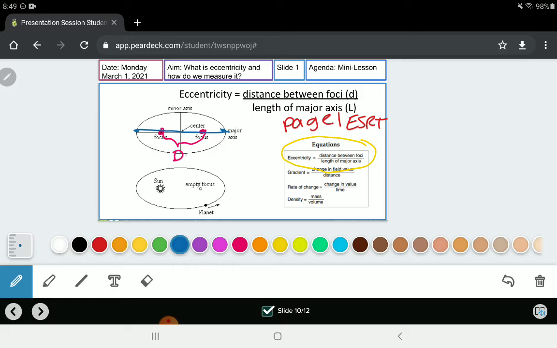So because it's D over L, imagine that this whole thing is 1. So let's say that this whole distance is like 1 centimeter. D is going to be something smaller than 1 centimeter. So it can be like 0.5 centimeters, it could be 0.6 centimeters. You would take whatever that number is, and it would be D over L. So distance between foci over the length of the major axis, and that's going to give you eccentricity.